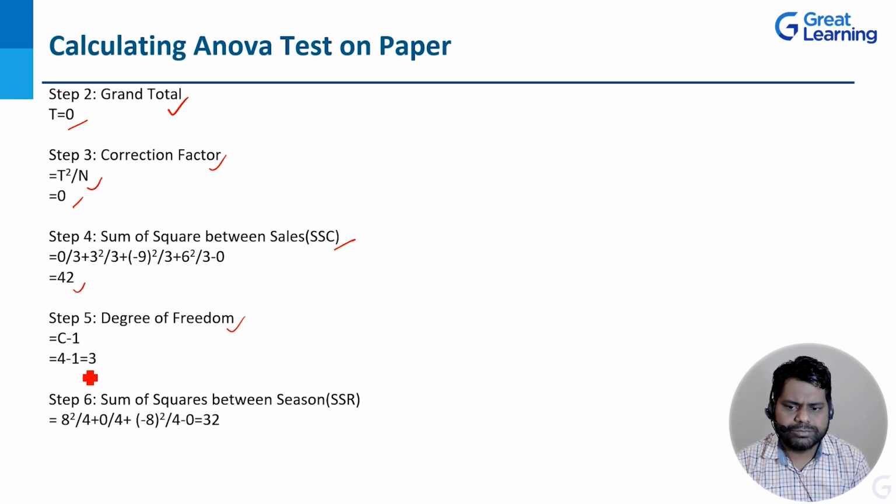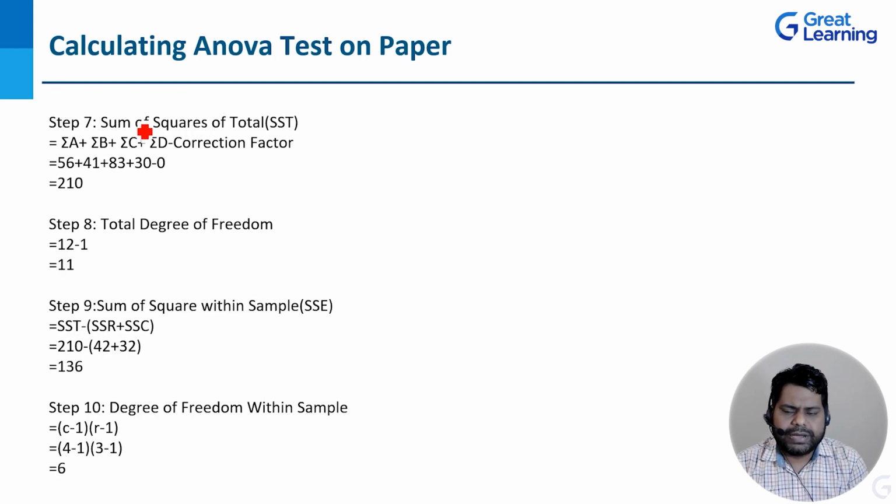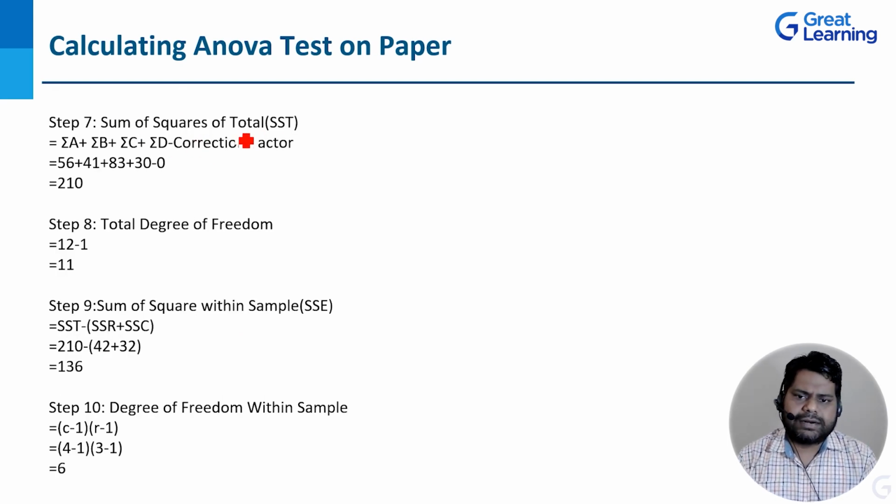Since we have 4 columns or 4 values A, B, C, D, our degree of freedom will become 3. Now let's calculate the sum of squares of seasons, or we can say row wise. Sum of squares of rows: 8 square divided by 4 plus 0 divided by 4 plus minus 8 square divided by 4 plus 0. That will become 32.